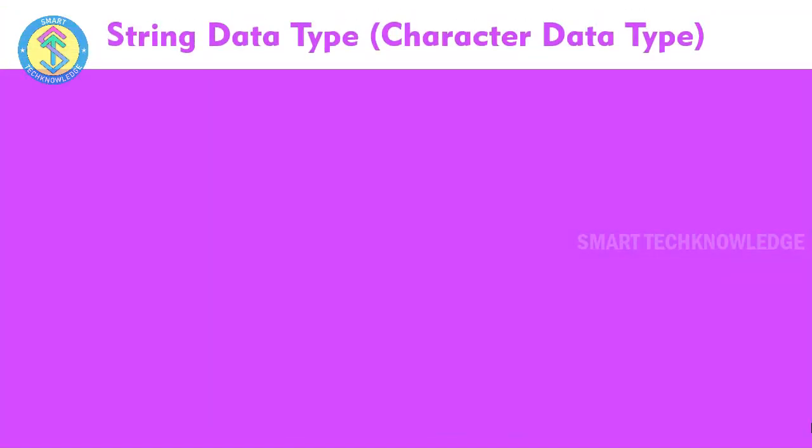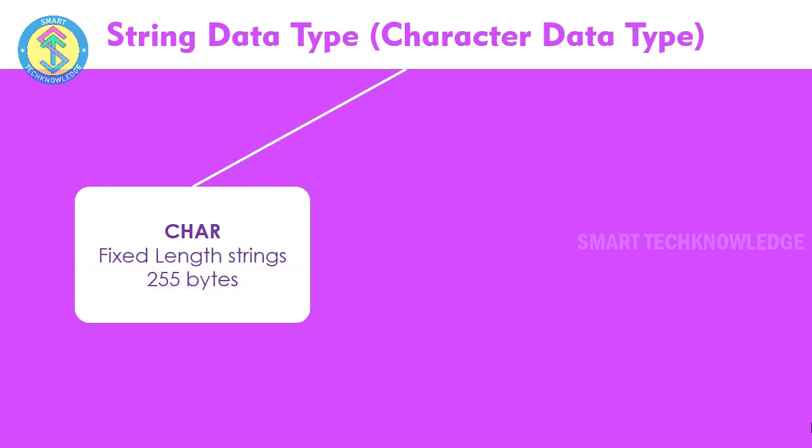Firstly, let's learn about string data type. It is also known as character data type. Data that cannot be used for mathematical calculation and manipulation is called character data. To store that data, there are two data types. Number 1. Char. The data is stored as fixed length strings. Its maximum length is 255 bytes.